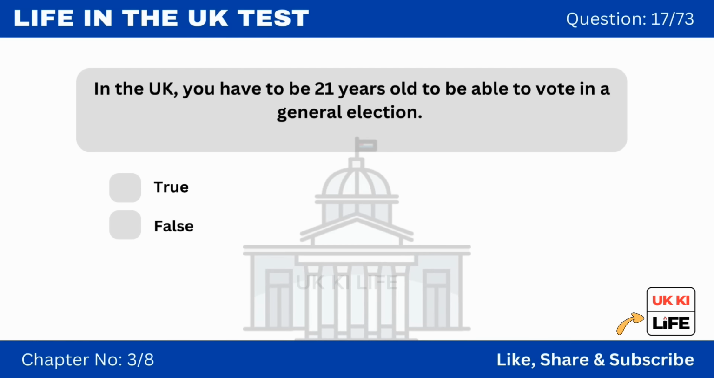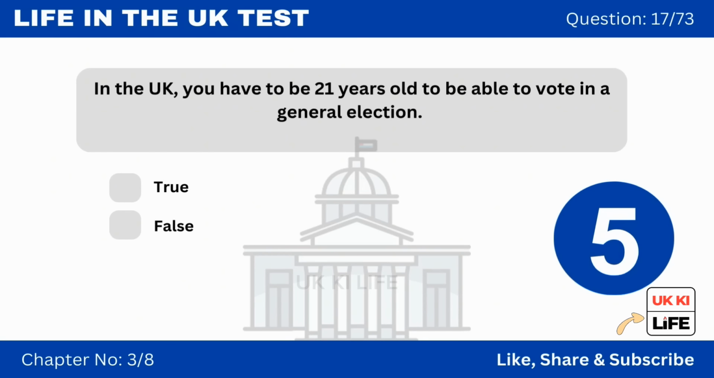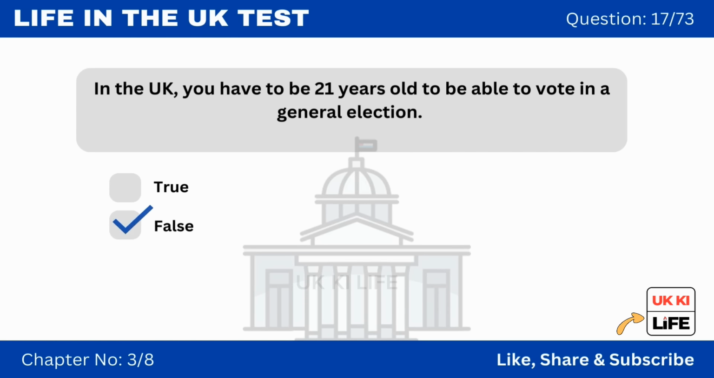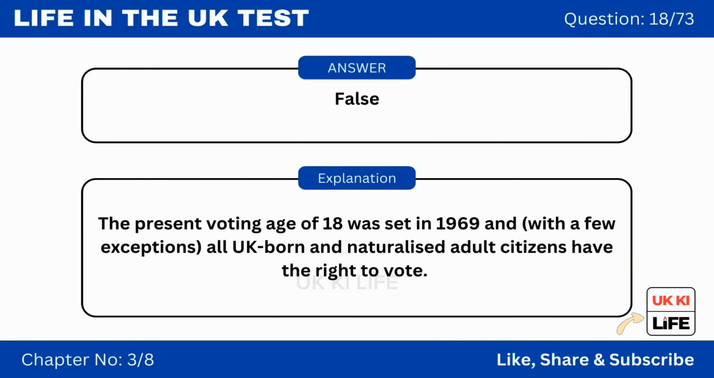Question 17. In the UK, you have to be 21 years old to be able to vote in a general election. True. False. The correct option is B. Explanation. The present voting age of 18 was set in 1969 and, with a few exceptions, all UK-born and naturalized adult citizens have the right to vote.